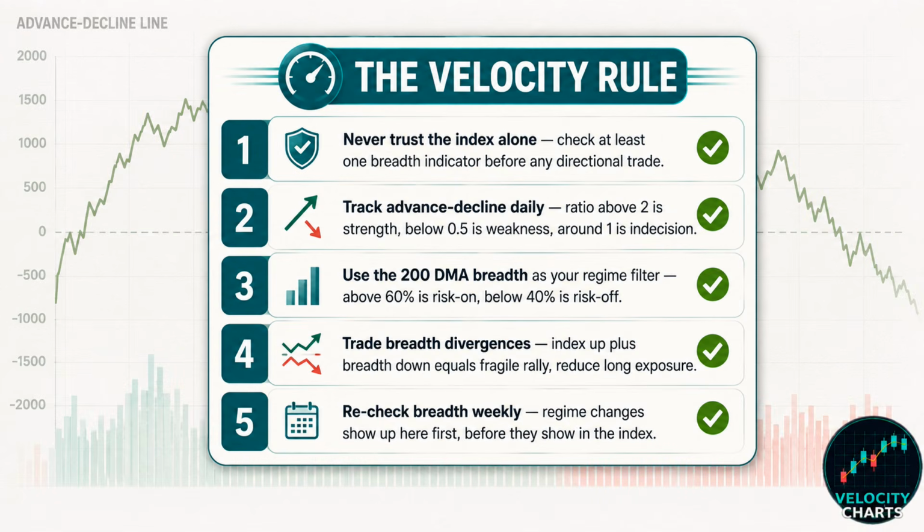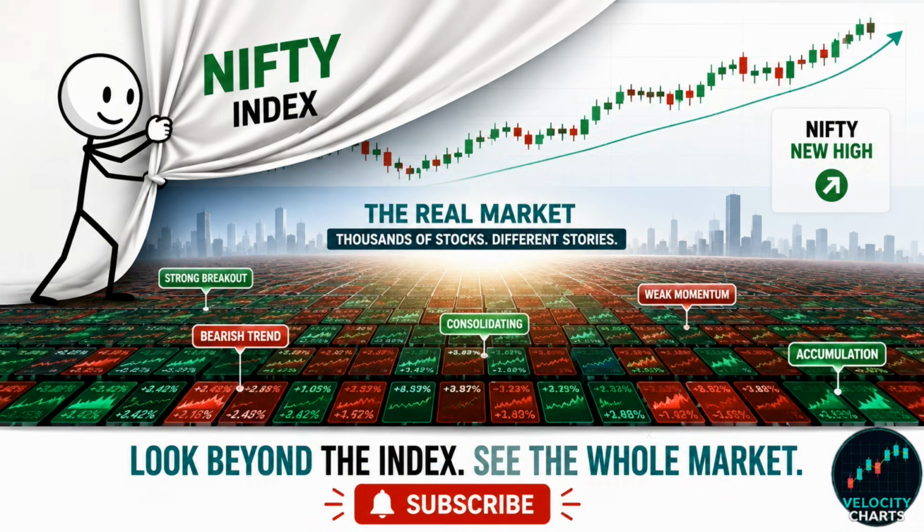Screenshot this. The velocity rule for market breadth, 5 non-negotiables. Build this into your weekend review and you'll see the market through a completely different lens. The index is the story. The breadth is the truth.